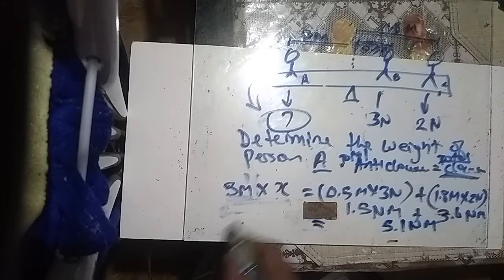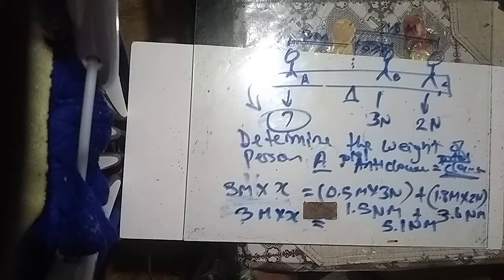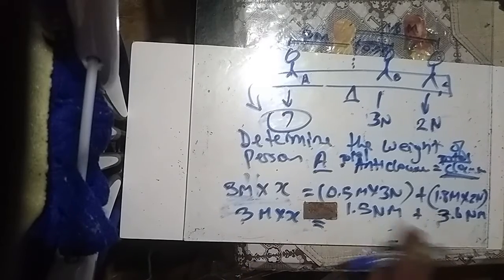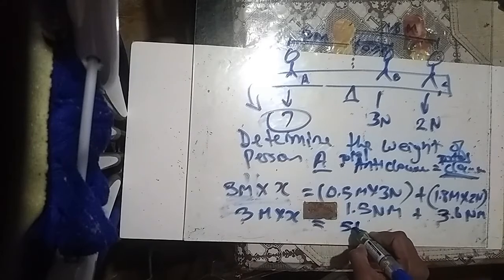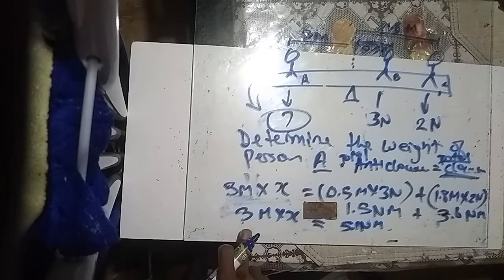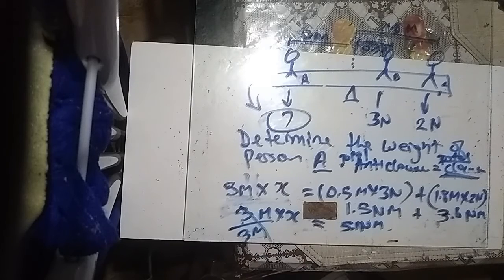So 5.1 Newton meter is still equal to 3 meters times x, which is the weight we want to find, x Newtons. So I ask myself the question, to make x the subject of the formula, what do I do? I have 5.1 Newton meter over this side, when we add up those, and I have x over here multiplied by 3. What do I do to make x the subject of the formula? I simply divide by 3. That cancels that, and if I do it on the left, I do it on the right. Alright? Divide by 3 meter.